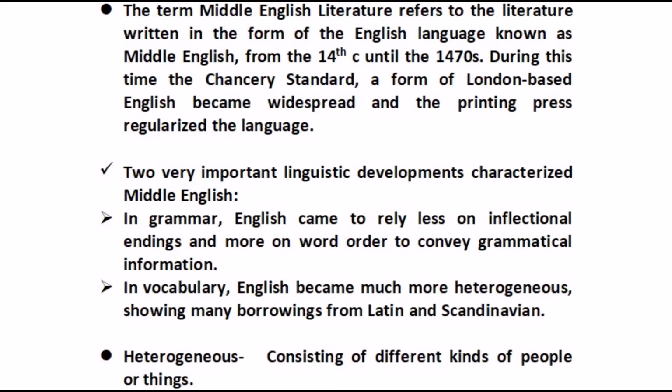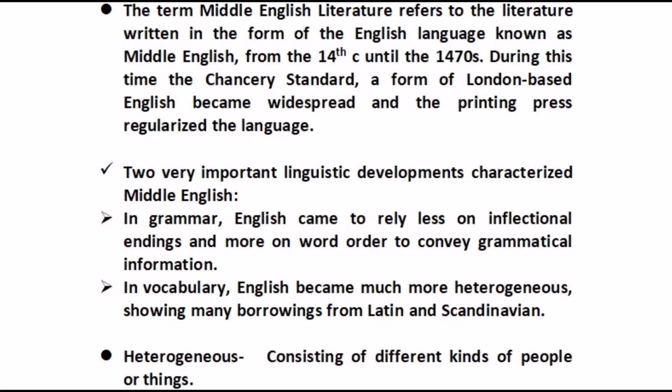Now move on to the next paragraph. In this, the term Middle English literature refers to the literature written in the form of the English language known as Middle English from the 14th century until the 1470s. During this time, the Chancery Standard, a form of London-based English, became widespread and the printing press regularized the language.